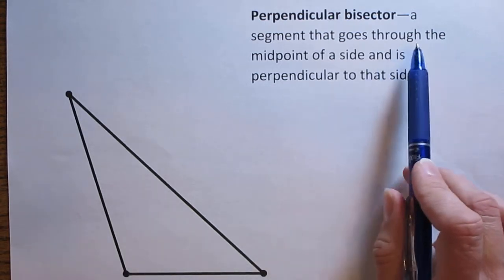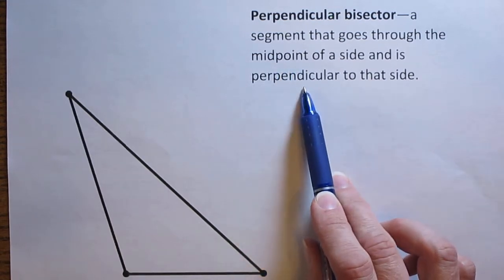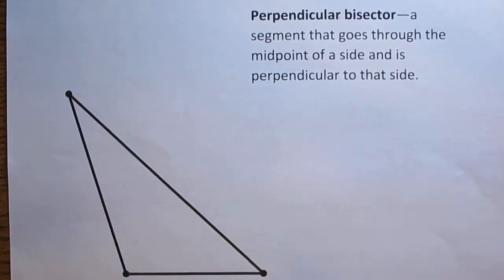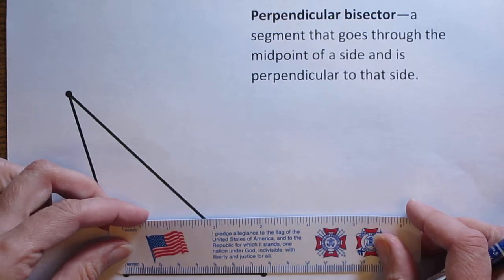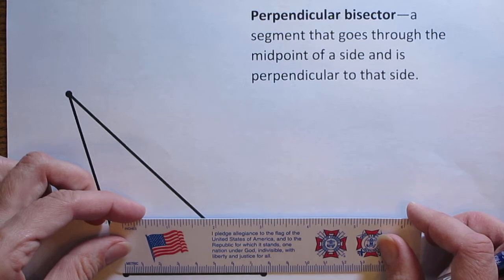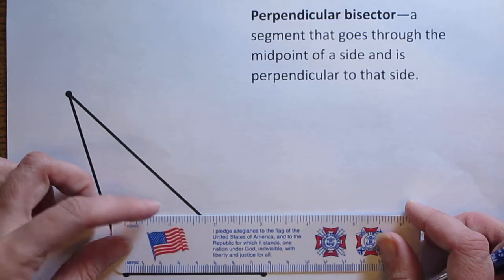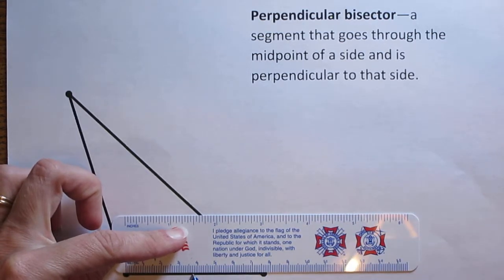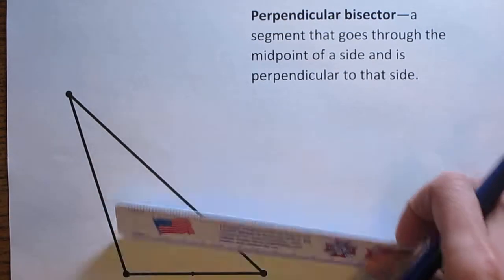So again, a perpendicular bisector is a segment that goes through the midpoint of a side and is perpendicular to that side. So the way that I'm choosing to do this is to measure each side, find the midpoint that way, and then I will construct or draw a line that's perpendicular. So if I measure this side, this looks to be about 7.5 centimeters. So I'm going to be just a little more than 3.5. So my midpoint should be right about here.